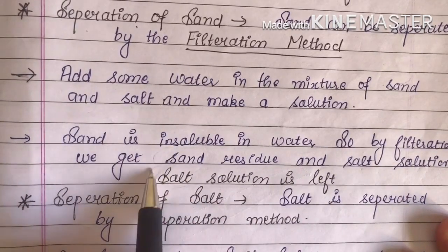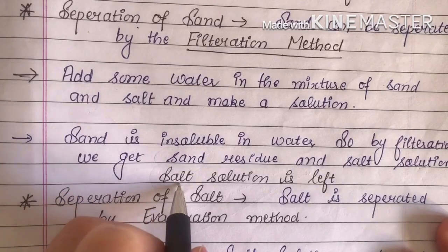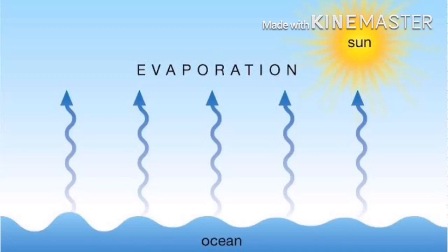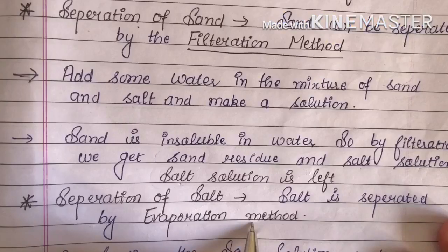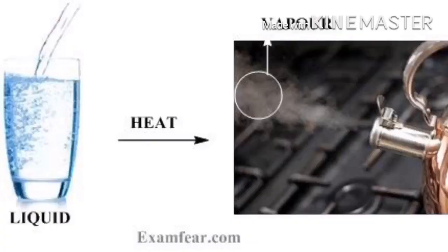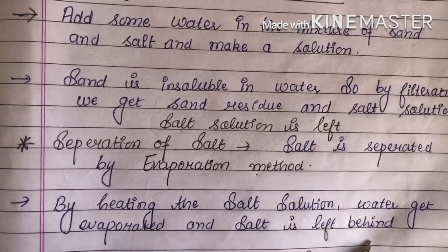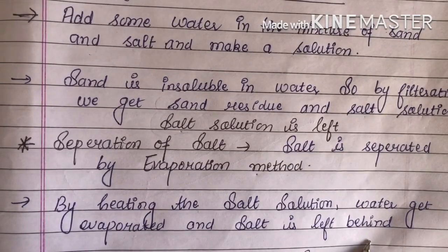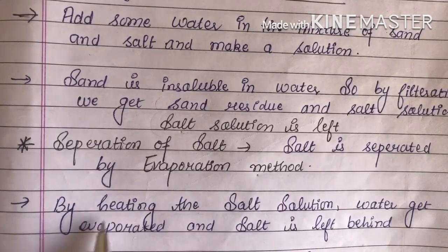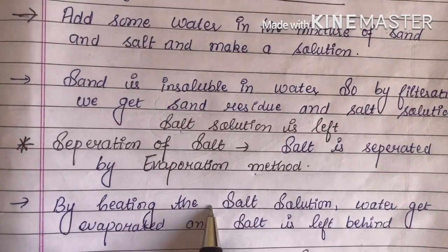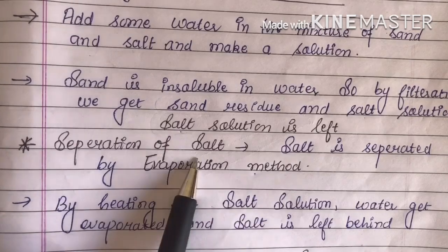Now you have to separate the salt from the salt solution. For this you use the evaporation method. And what is the evaporation method? The method which is used to convert the liquid into the vapor state. So by heating the salt solution, the water gets evaporated and the salt is left behind.